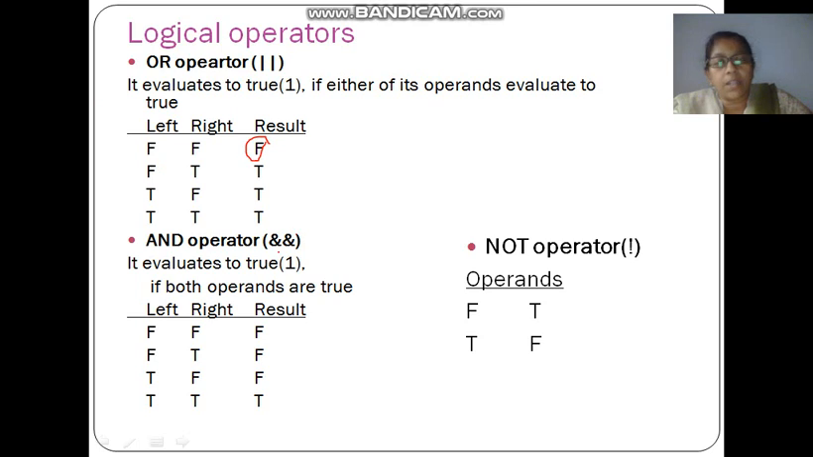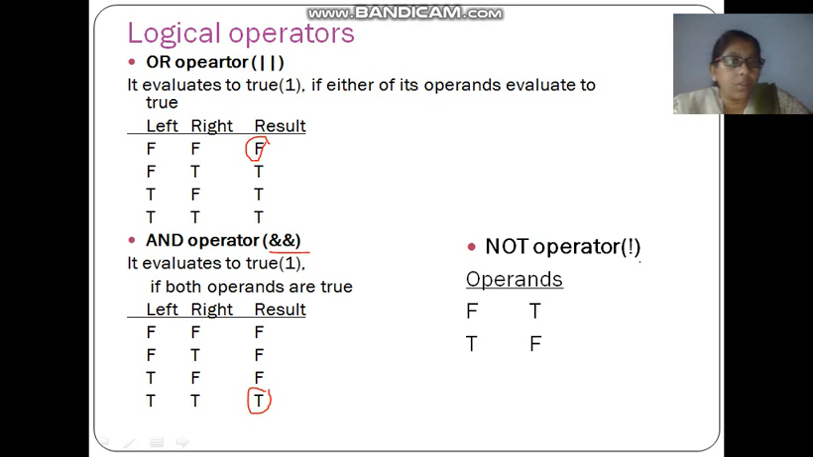Now let's see the and operator. The and operator is represented by two ampersand signs. Look at the sign. Okay, two ampersand signs. Then look at the truth table first. False and false is false. False and true is false. True and false is also false. True and true becomes true. So the only case where the result becomes true is true and true. In only that case it becomes true. In all other cases it is false.